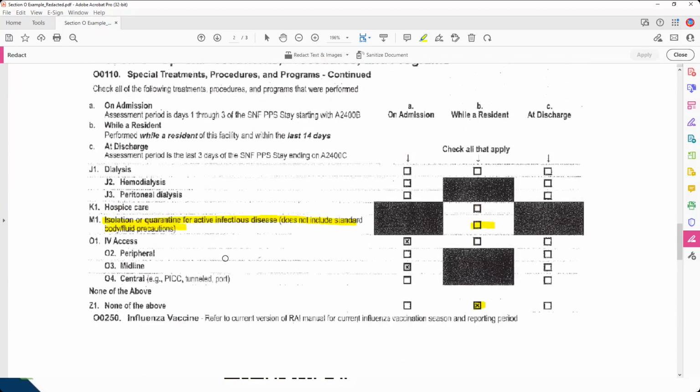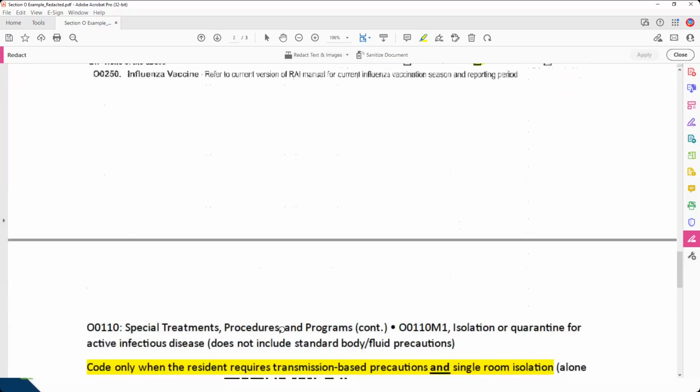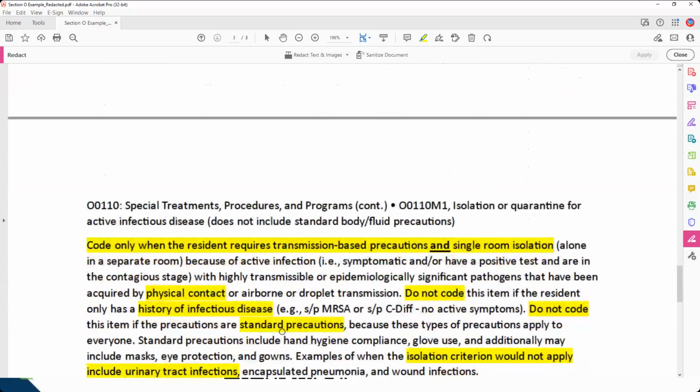And we're talking about isolation. So it was not coded for isolation. And in Z1, they had marked as such. All right. So then let's look at some of the documentation that was submitted.